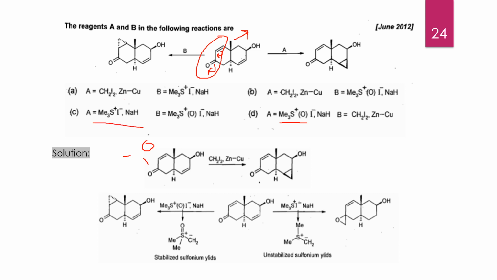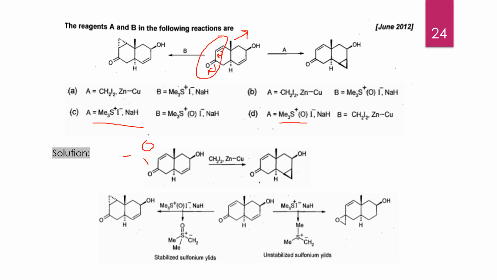What does sulfonium ylide do? If there is any carbonyl group, it will react with it, giving an epoxide. Sulfonium ylide gives an epoxide. So you have to be careful when choosing the options also. What you see here, this difference is about the oxygen.